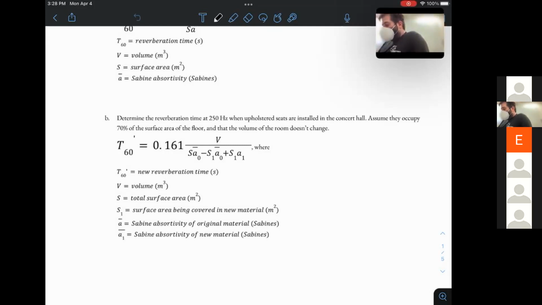Multiply that by your original Sabin absorptivity, A0, subtract that out, and then add the new one in. And that new A1, the Sabin absorptivity of the seats with the upholstered seats, is in that table at the bottom of your homework. It's in the second table. So plug that in, run it through. Bob's your uncle. You're good. Okay.